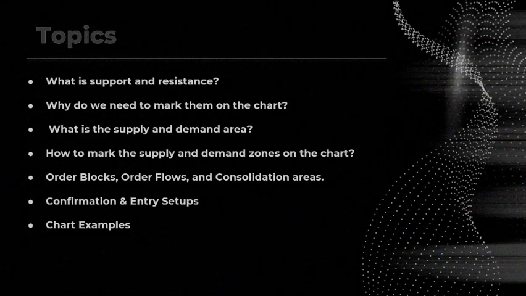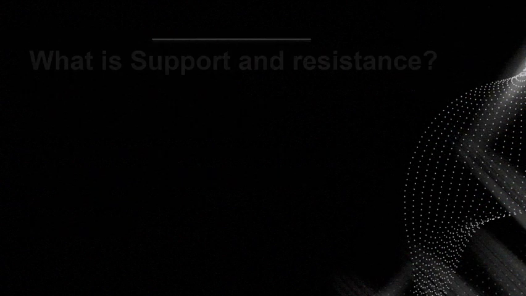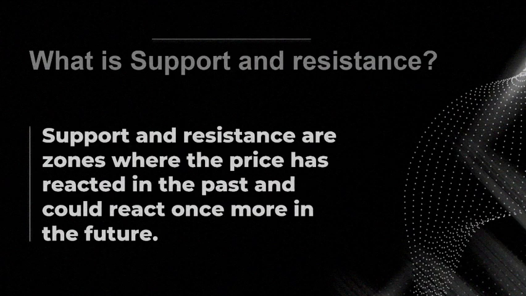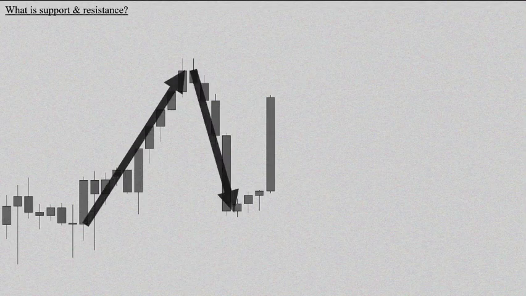So, starting with the basics. What is support and resistance? Support and resistance are zones where the price has reacted in the past and could react once more in the future. Now, on the chart, you've noticed that the price has pushed up, hit this area, and reversed.